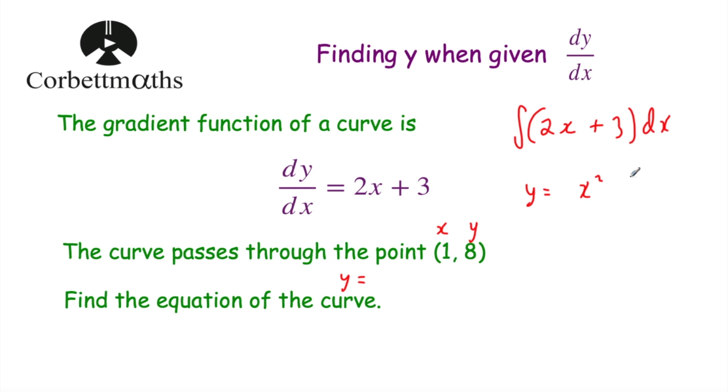Now let's integrate the 3. So that'll be plus 3x. When you integrate a number like 3, you just get 3x. Or if it was 9, it'd be plus 9x and so on. And then we've got our plus c, our constant of integration, on the end.